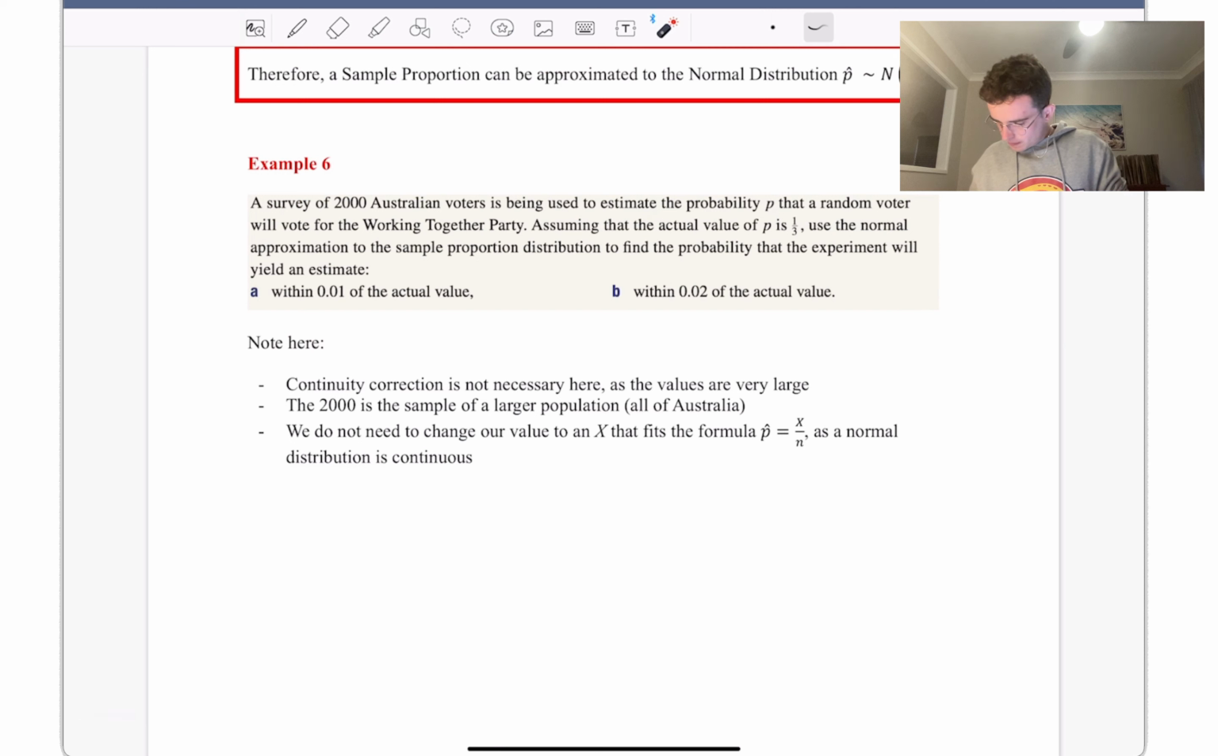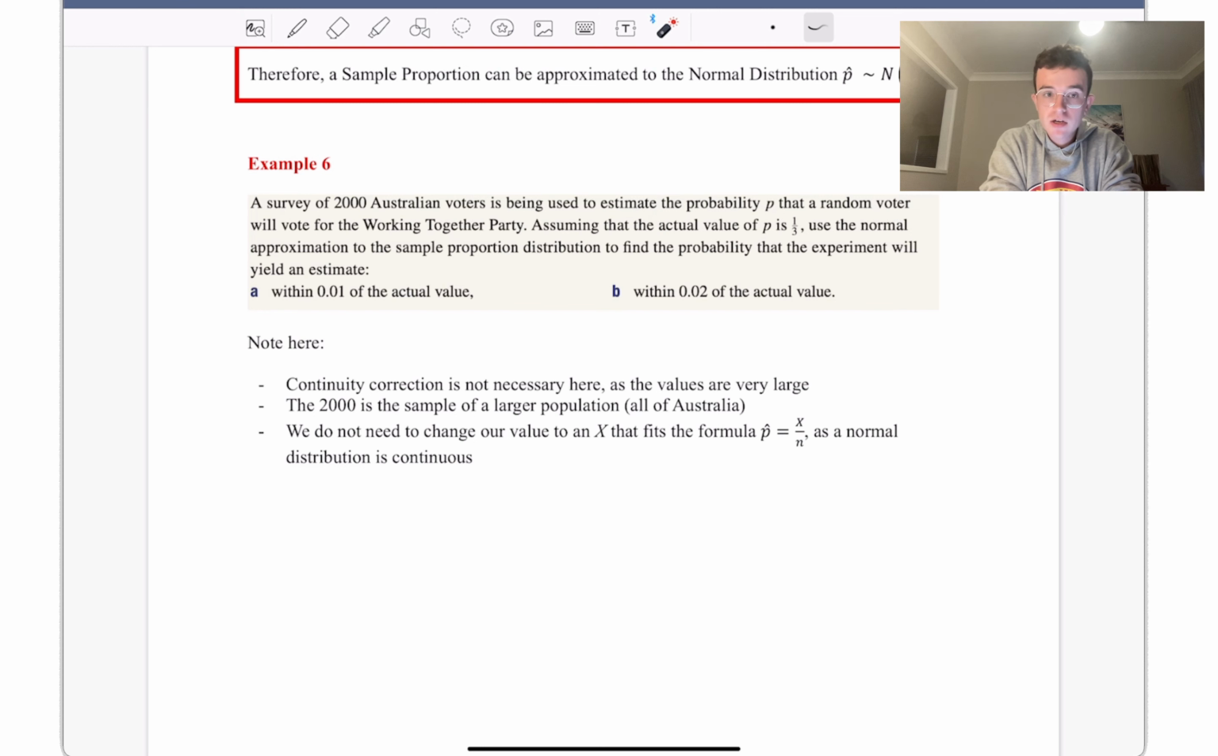So example number 6, and we're almost at the end. Example number 6 says a survey of 2,000 Australian voters is being used to estimate the probability that a random voter will vote towards the Working Together party. Assuming that the actual value of p is 1/3, use the normal approximation to the sample proportion distribution to find the probability that the experiment will use to estimate between 0.01 of the actual value.